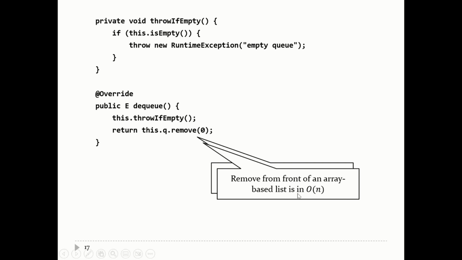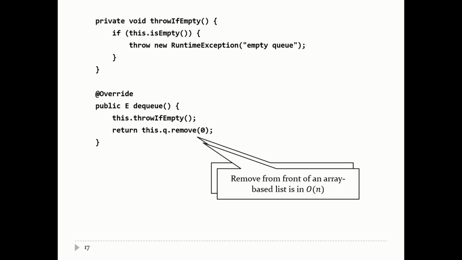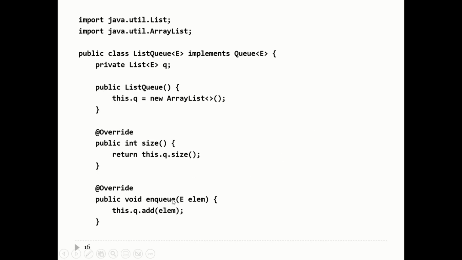If you have a linked list, it's big O of 1. But you have another problem in a linked list. Depending on how you implement it, you may not have a reference to the last node of the list, in which case adding an element at the back of the list becomes big O of n.